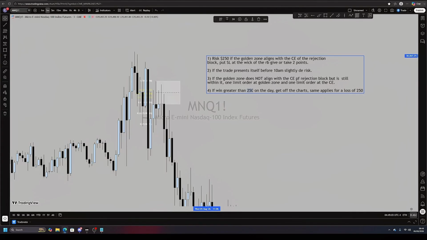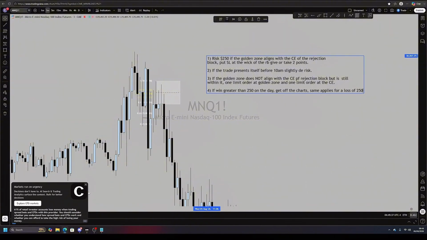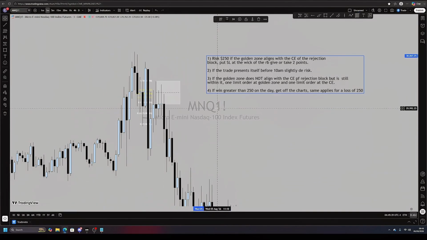This is usually not what happens unless I take a partial and then get stopped out. But if a win is greater than 250 on the day, then I can call it a day and I'm done. Normally, with how I trade, if I risk 250, it's normally a minimum of a 1 to 4 RR, so I'll be making like a 1,000. I'll literally only be winning 250 on the day if I take a partial and then get stopped out. But that's not normally how it goes anyways. But basically, let's just say I took a partial of $100. I can allow myself to risk another trade to make a win.